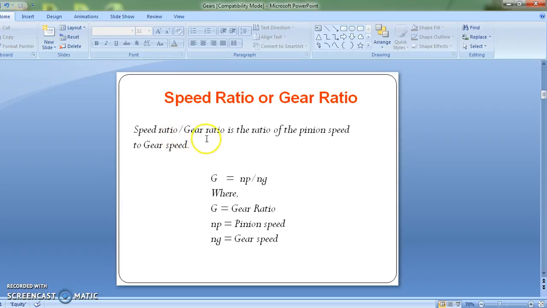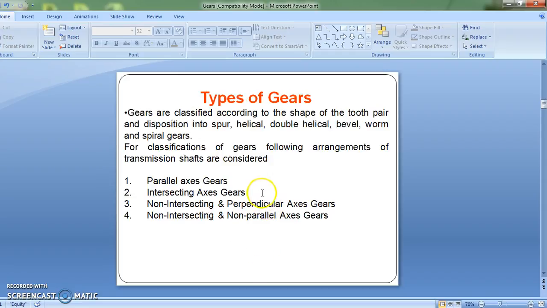Speed ratio or gear ratio is the ratio of pinion speed to gear speed, the equation for which is given over here. Types of gears. Gears are classified according to the shape of the tooth pair and disposition into spur, helical, double helical, bevel, worm and spiral gears.